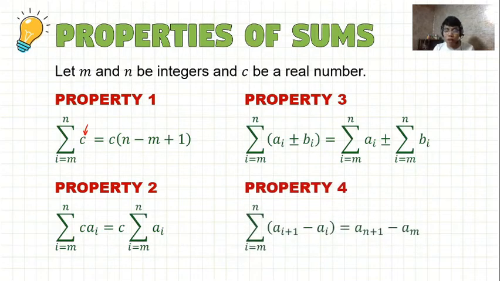Property 4 is what we call the telescoping sum. Okay? Ito yung tinatawag na telescoping sum.